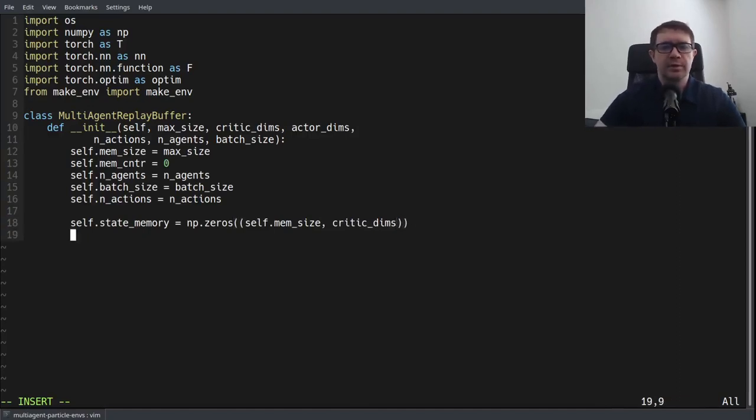So this will be for the critic dimension. This portion of the class that uses NumPy arrays for memory will focus on the critic. New state memory. And then we're going to use lists of NumPy arrays to keep track of the actor stuff.